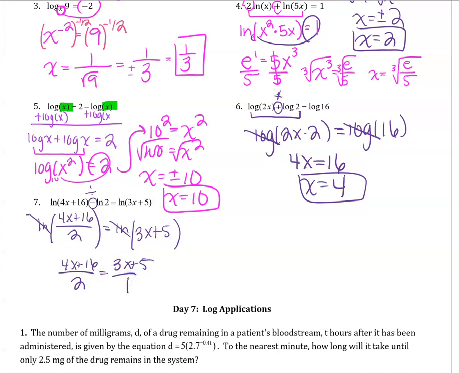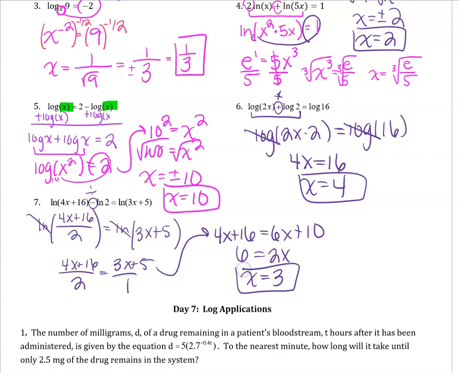Now if I cross multiply here, this ends up with 4x plus 16 equals 6x plus 10. I just distributed the 2 there. So subtract 4x, that'll give me 2x. Subtract 10, that'll give me 6. So x equals 3. And you're done.